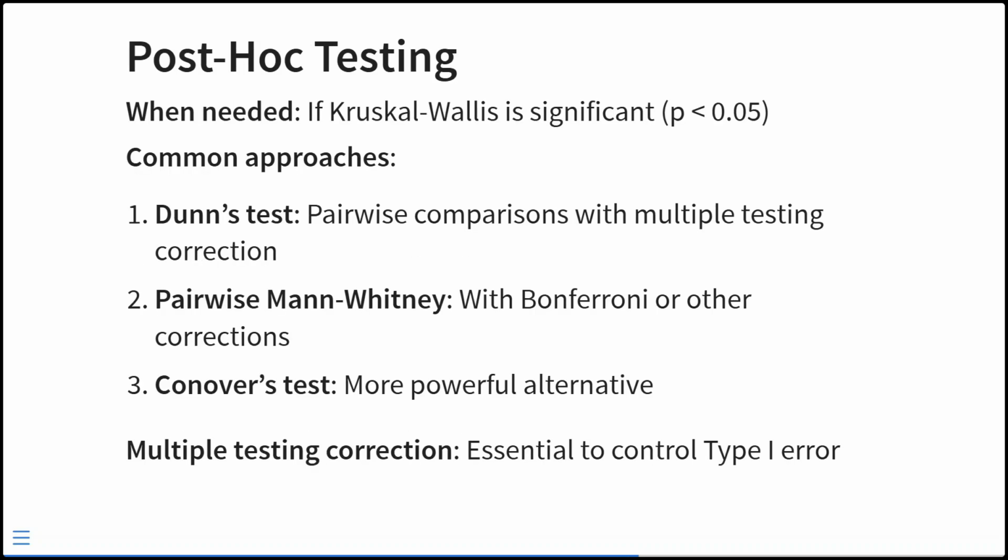For post hoc testing, if the Kruskal-Wallis is significant, then you conduct a post hoc test. Popular ones are Dunn's test, which is a pairwise comparison with multiple testing correction. We have the pairwise Mann-Whitney with Bonferroni or other corrections. We also have the Conover test, which is also a more powerful alternative. Multiple testing correction is usually needed for you to control type 1 error.